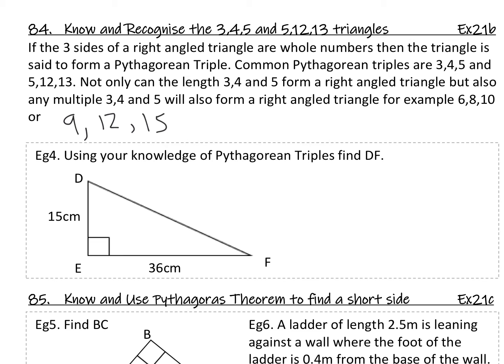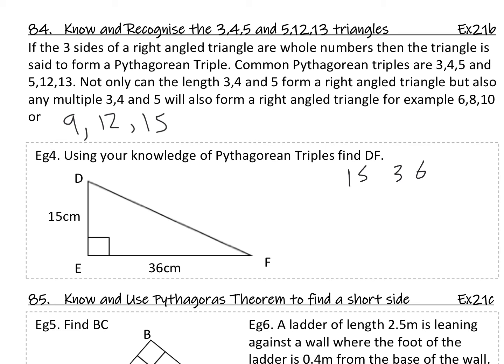Example 4. Using your knowledge of Pythagorean triples, find DF. So we're going to try and find the hypotenuse. We've got 15 and we've got 36. So 15 is one of the sides and 36 is the other.